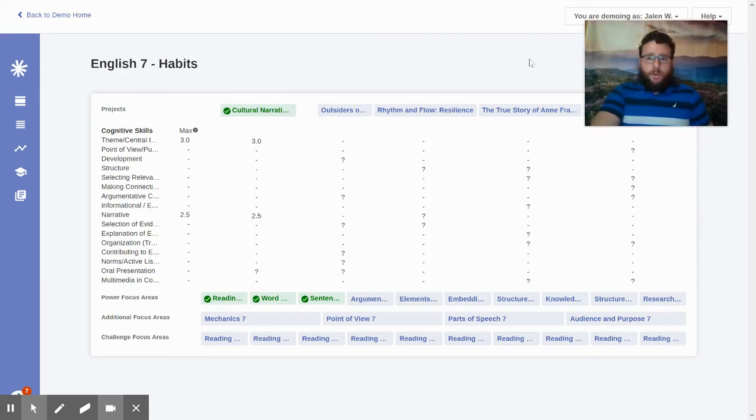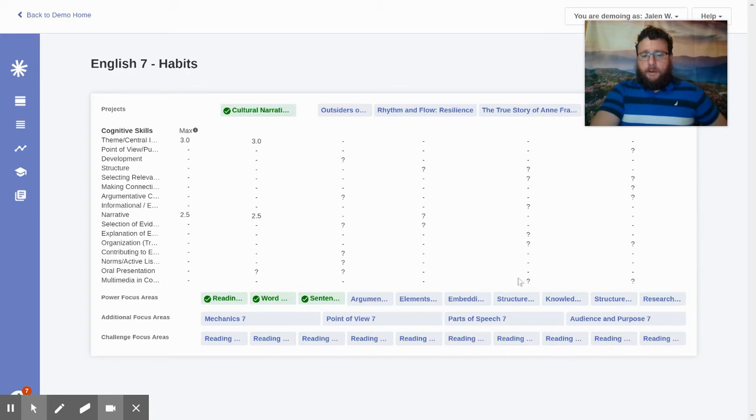So it shows you all the projects and all the different scores that have already been received, and with question marks, the future opportunities to score on the actual cognitive skills. You have a list of cognitive skills on the left side and the maximum cognitive skill result for each of these skills that have already been assessed. Remember that only the highest skill actually counts.